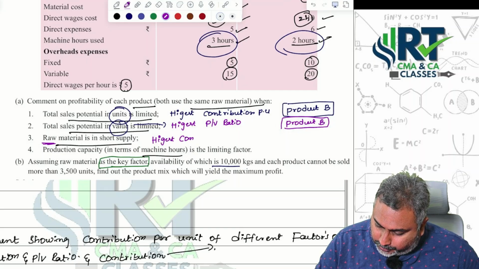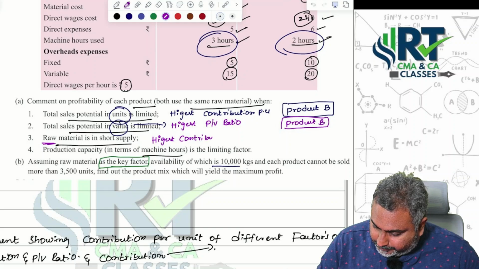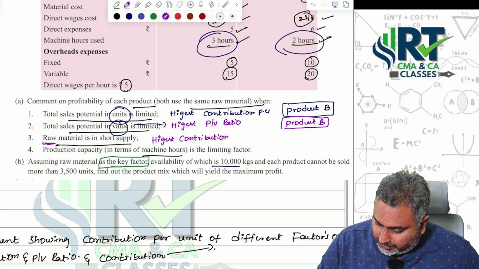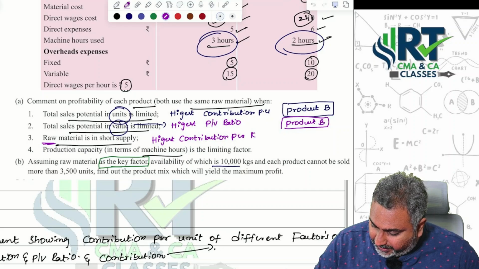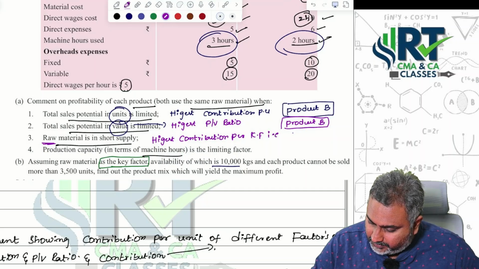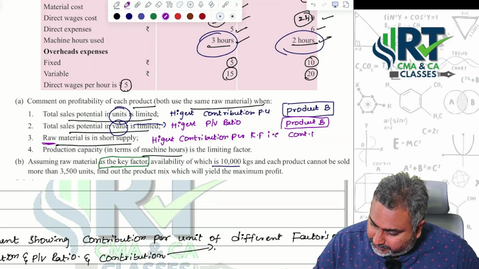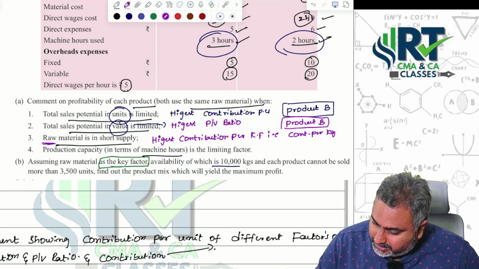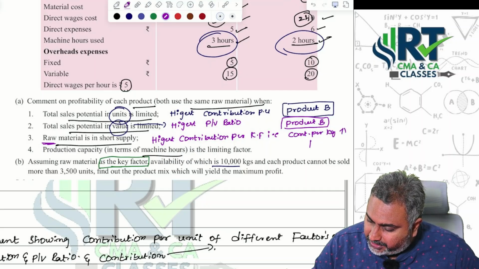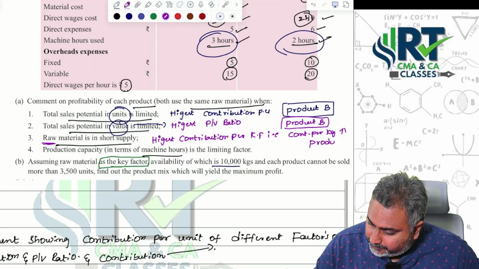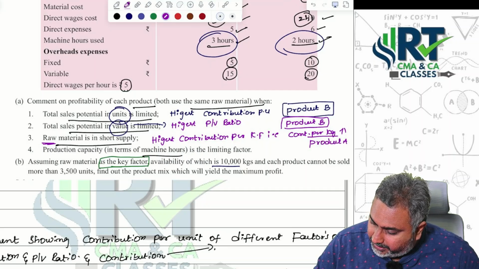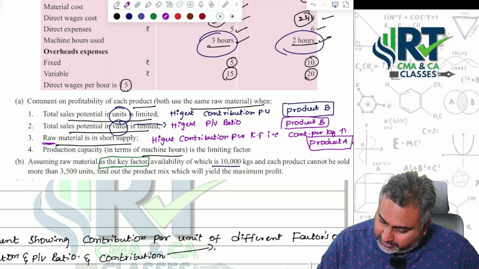In case the shortage is raw material, highest contribution per key factor, that is contribution per kg highest. Which is giving you the highest? Product A is giving you the highest.